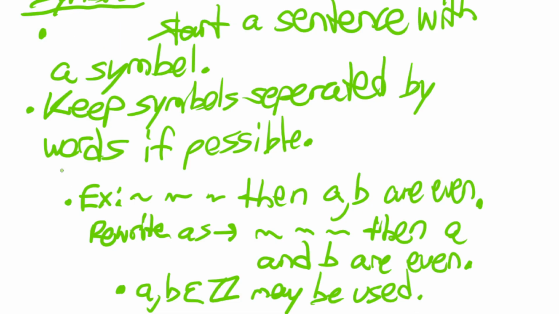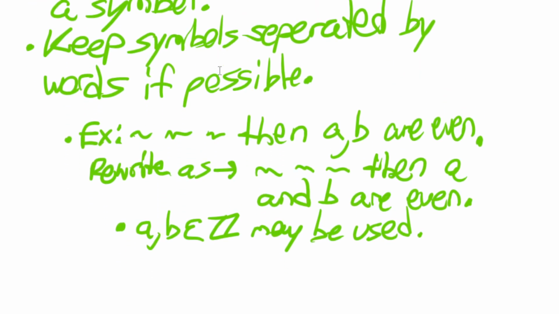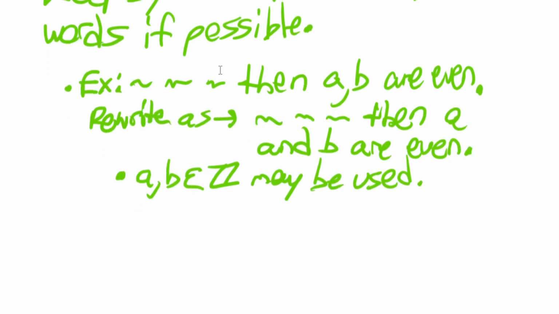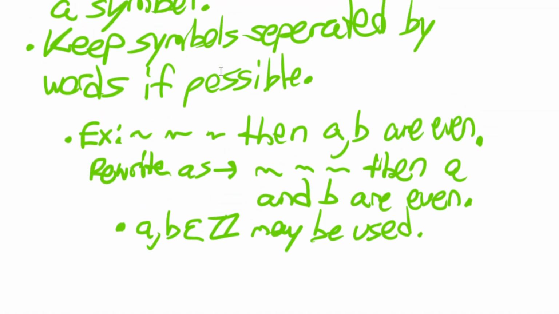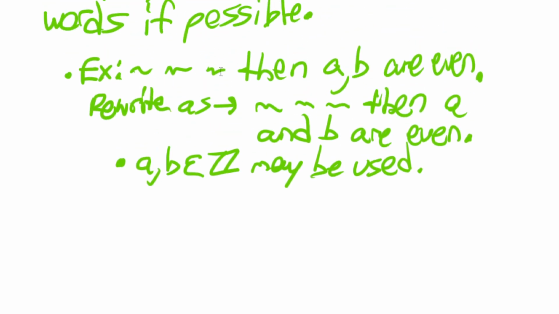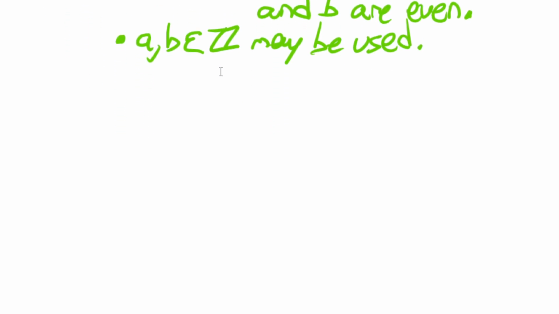Sorry, I'm looking at the wrong sentence here. Wait, no, we're actually good. Yeah, because that's talking about starting a sentence. I was thinking about the second one. Keep symbols separated by words if possible is a good way to describe this. Because they never have to be separated by words. But sometimes it may be better to keep them separated.